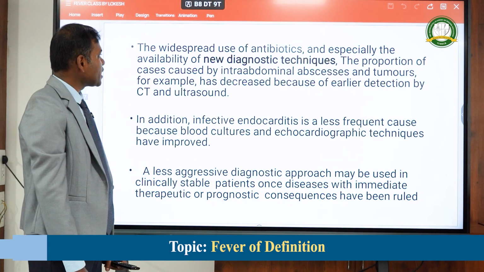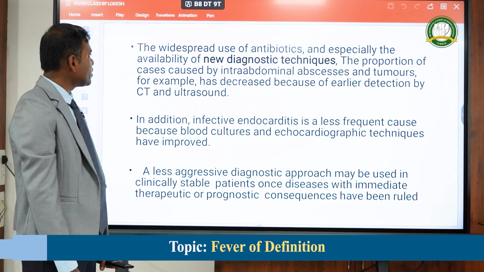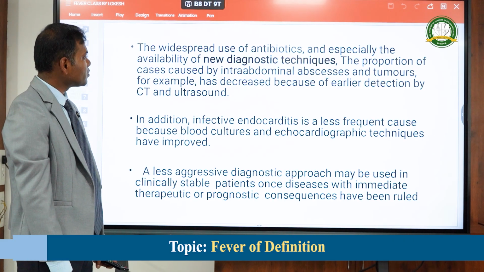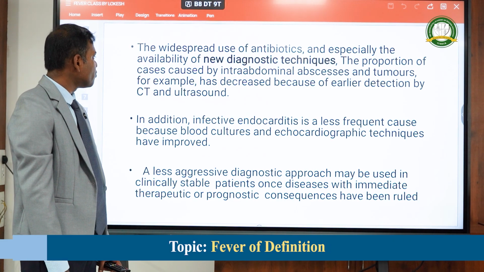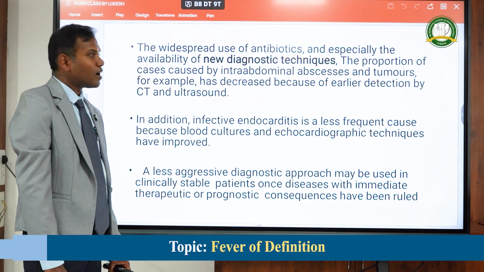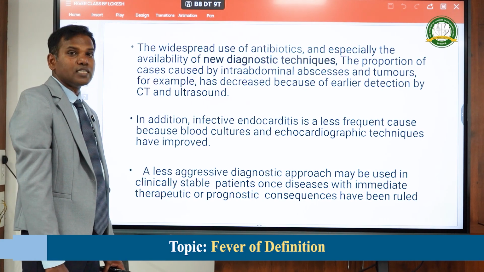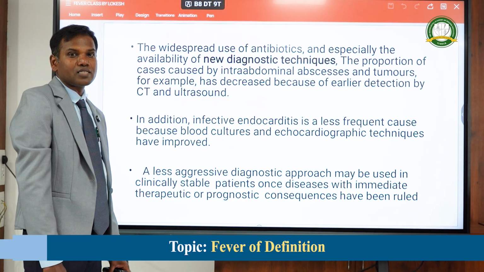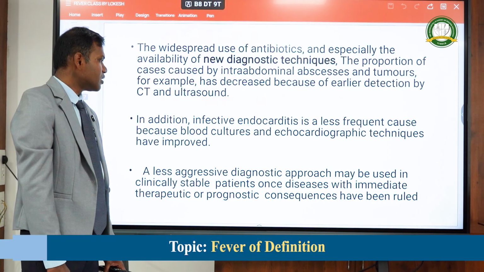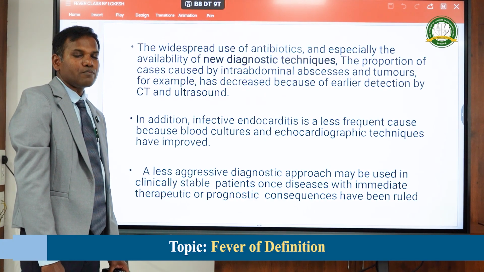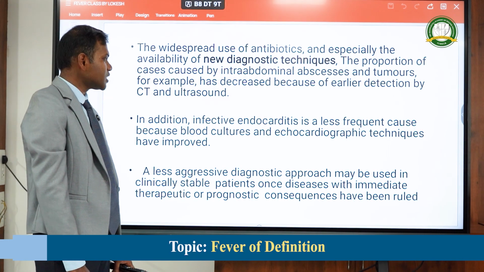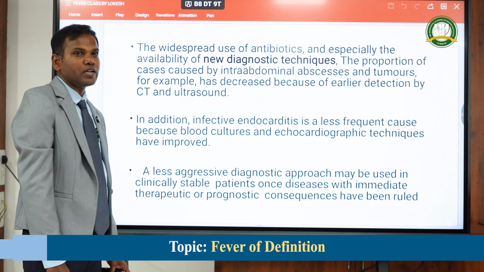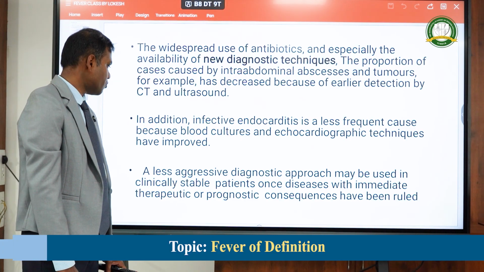With the widespread use of antibiotics and especially the availability of new diagnostic techniques, the proportion of causes such as intra-abdominal abscesses and tumors, for example, has decreased because of earlier detection by CT and ultrasonography. In addition, infective endocarditis is also a less frequent cause of pyrexia of unknown origin because of 2D echocardiography and evaluation of blood cultures.